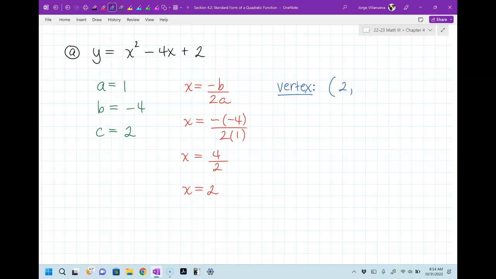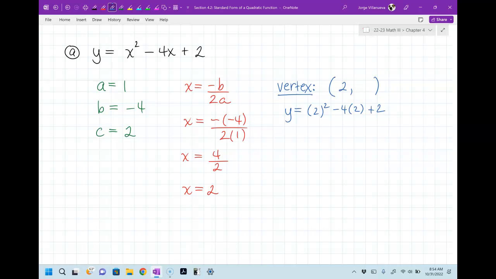I know x is 2 because that's my axis of symmetry, right? The vertex is the axis of symmetry, comma, y, right? So my axis of symmetry is 2, so I'm going to use that for my vertex. Now let me plug it into my equation. So y is equal to 2 squared minus 4 times 2 plus 2.